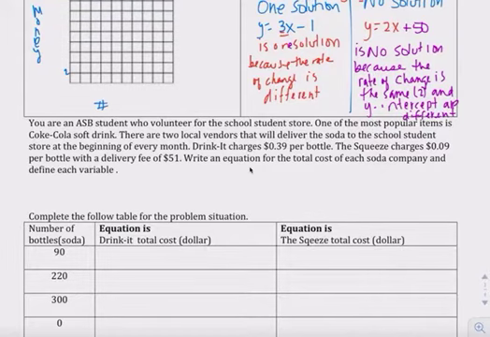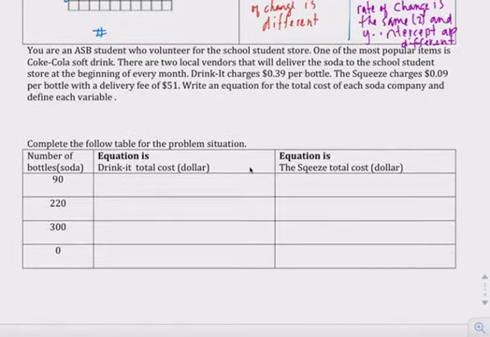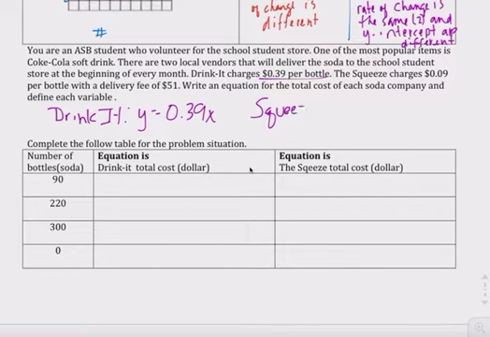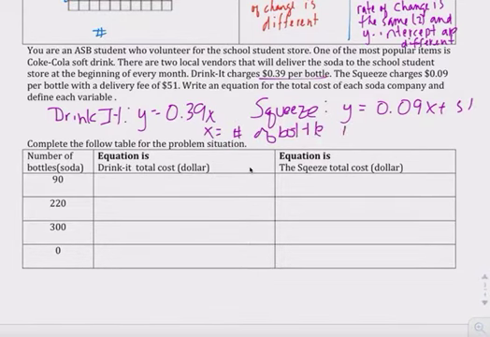Okay, here's this one. Period 2, we did this one in class. So the equation for Drink It, read it and annotate, you guys. Oh my gosh. Drink It is y equals 0.39x, and Squeeze Charge is y equals 0.09x plus 51. X is the number of bottles, and y is the total cost.